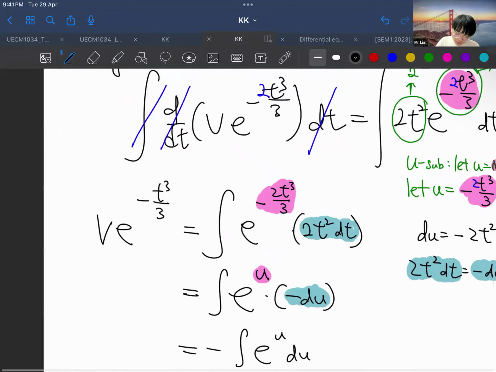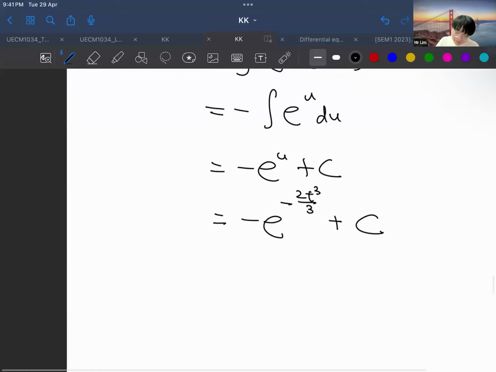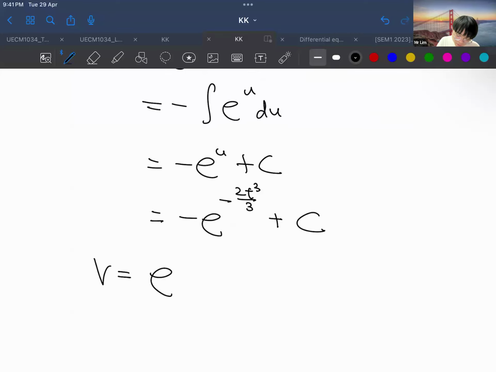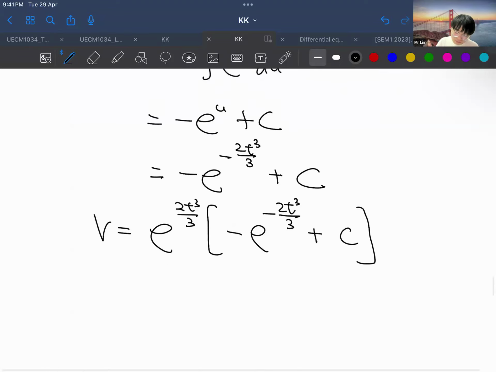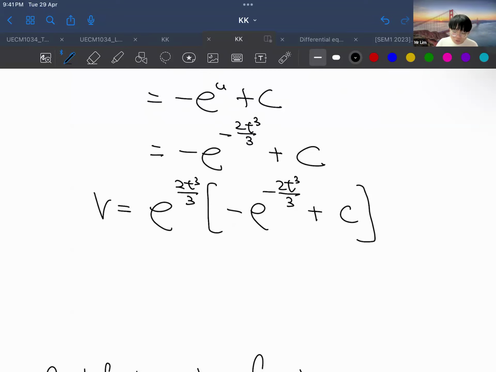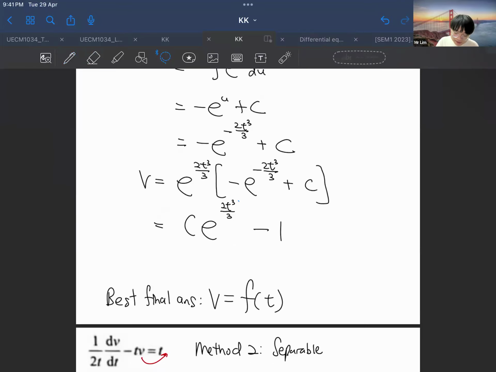Here also there's a 2. So finally, again, I'm applying my index rule. So this one will give me a positive e to the 2t cubed over 3 multiplied with negative e to the negative 2t cubed over 3 plus c. Again, first term I get a minus 1, I'm going to put it behind. The second term I'm going to get c multiplied by e to the 2t cubed over 3. Yeah. So basically the same answer like just now, right?